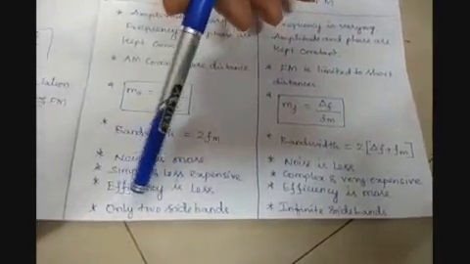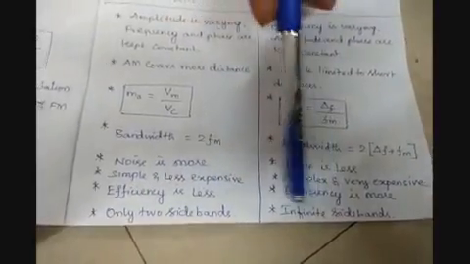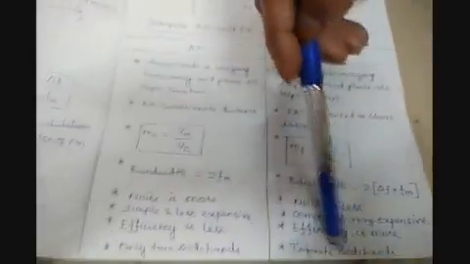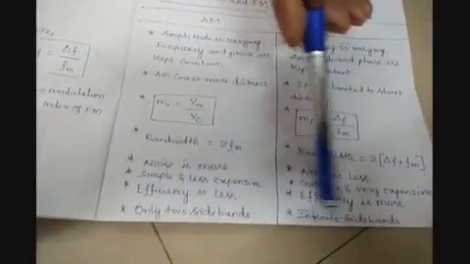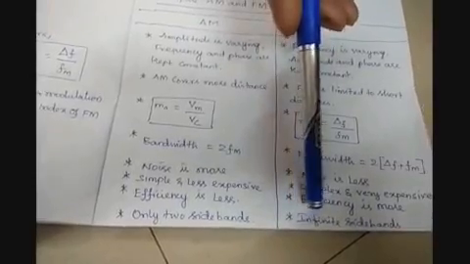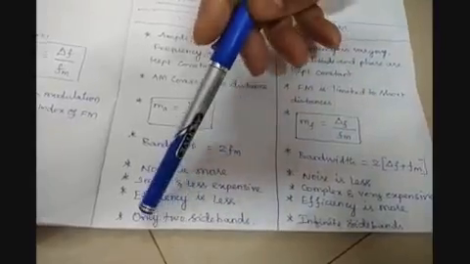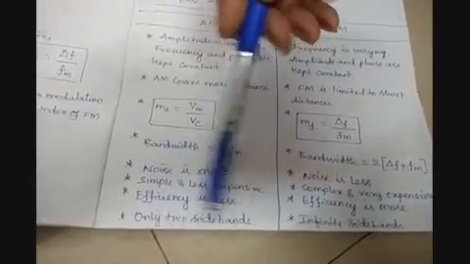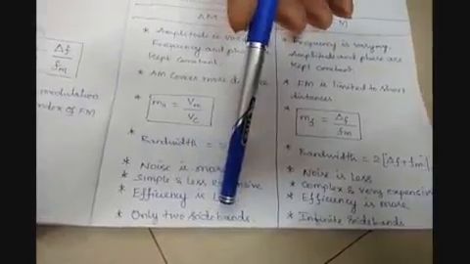Last point, only two sidebands in AM, here infinite sidebands. Already I told you the sidebands depend on the del f. If you know the particular del f, then we can calculate the sidebands. But in AM we know only upper sideband and lower sideband, so only two sidebands.